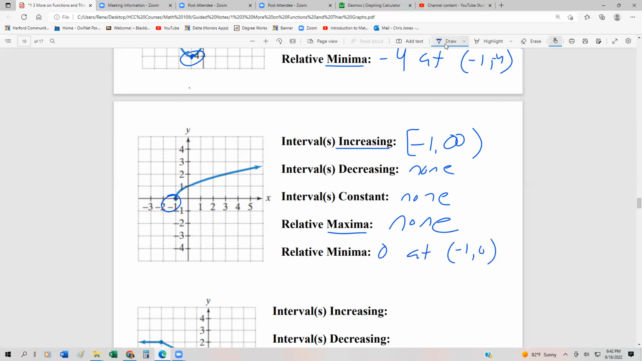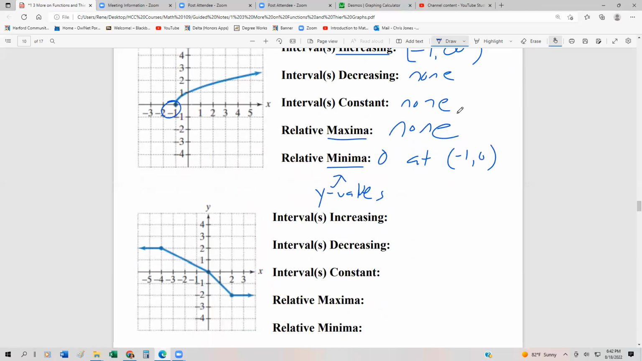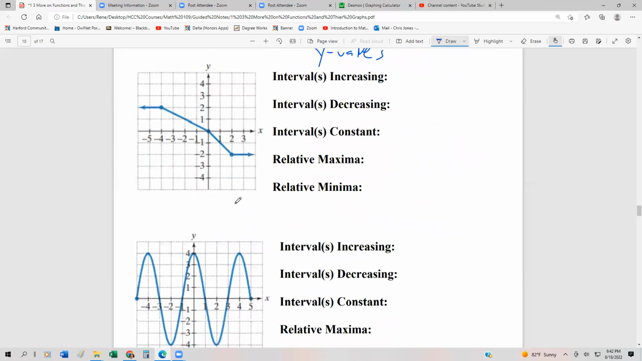Remember, for maxima and minima, we're always looking for the y values. So what are those maximum and minimum values? It might be helpful for you to take a look at these two and try to do these on your own. Maybe pause the video, and once you've gone through, check your answers with me. I'm going to go ahead and do these now.